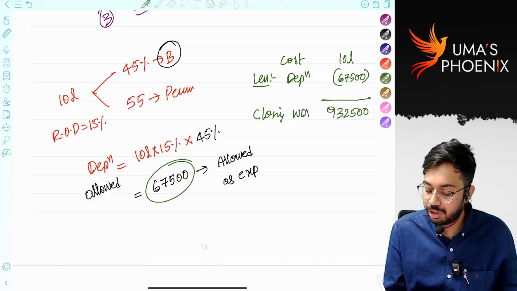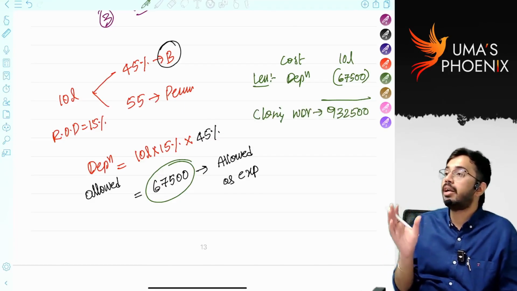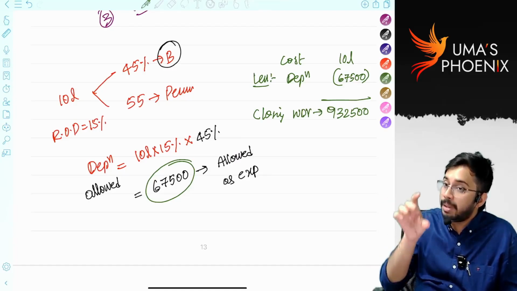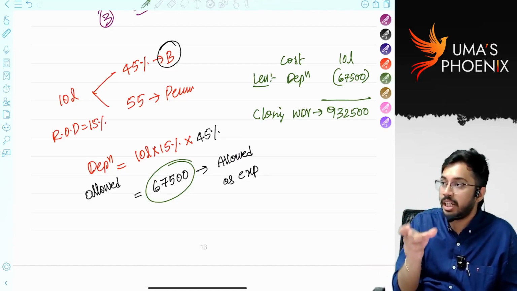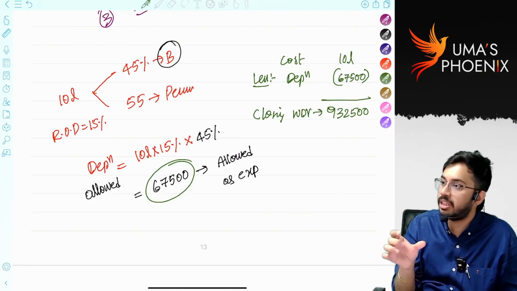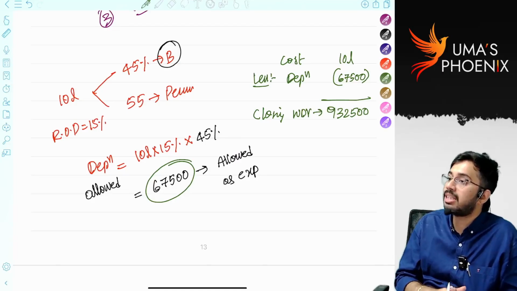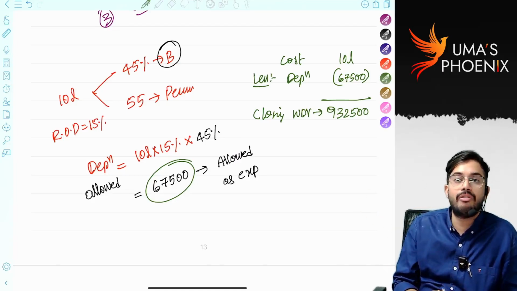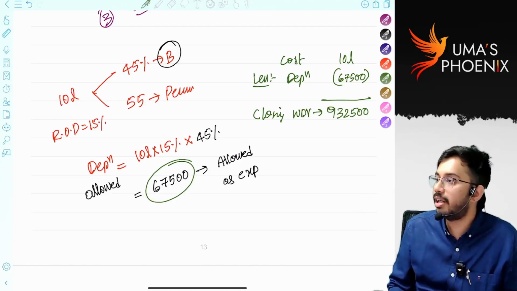Is it clear? So whenever asset is used partly for business purpose and partly for personal purpose, only to the extent of business purpose, whatever the amount of depreciation is there, only that depreciation is allowed as expenditure, and the same amount of depreciation will be reduced from written down value of the block. Is it clear? Good.